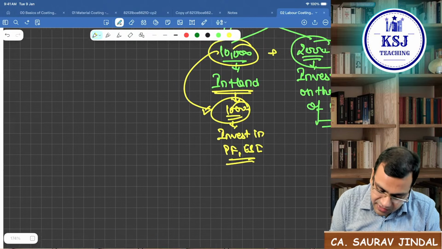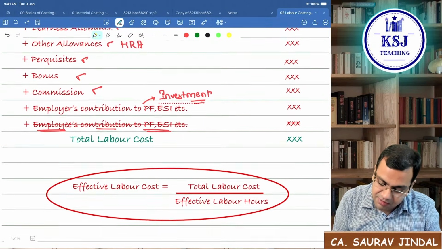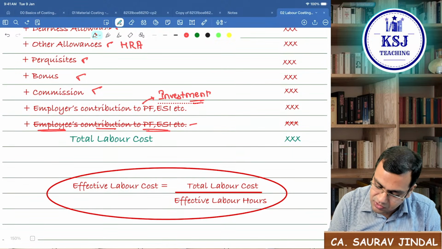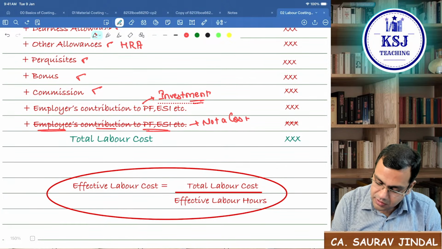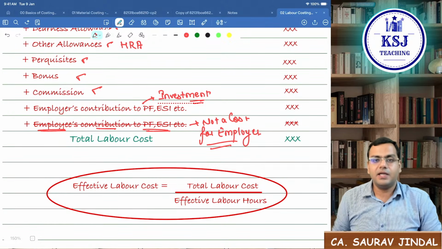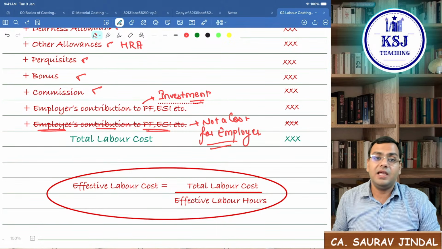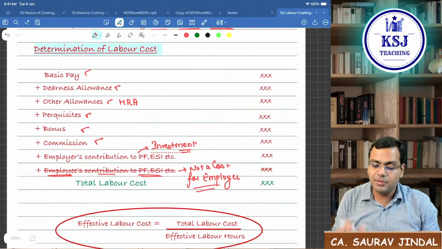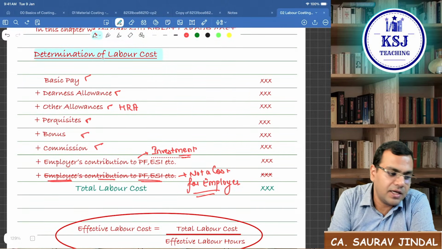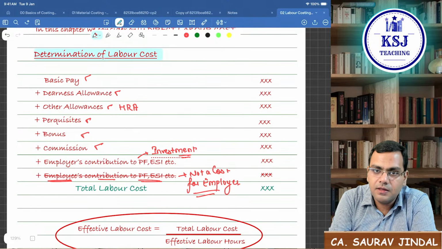That is what I have done here: I have striked this employee's contribution. Why have I striked it out? I am saying it is not a cost for the employer. Is that clear? So that will give you the labor cost. So what all will be included in the labor cost? Any payment which is being made by the employer.